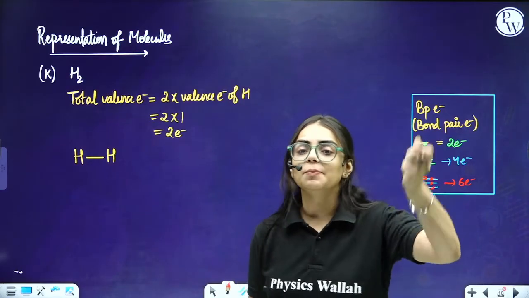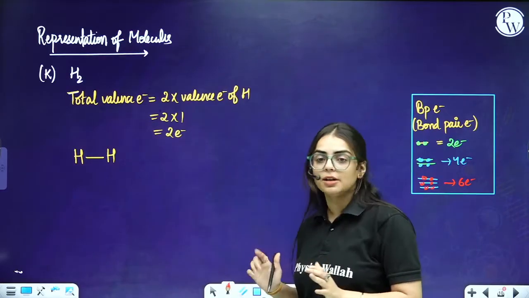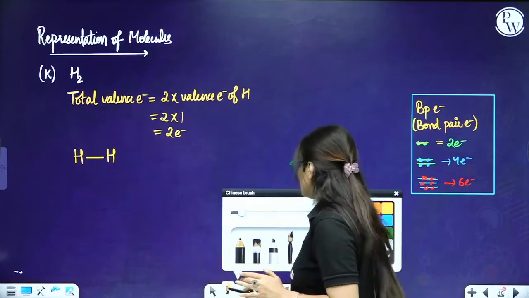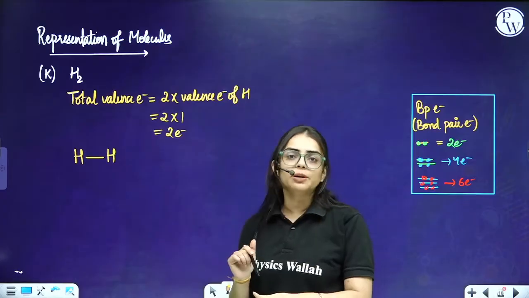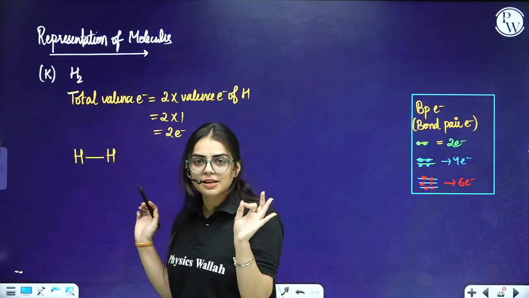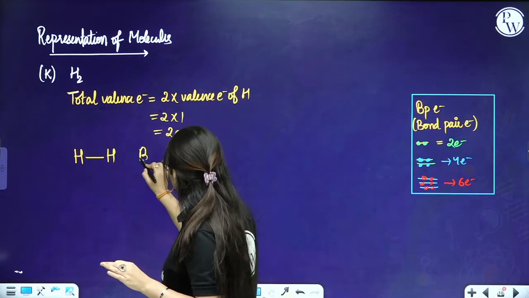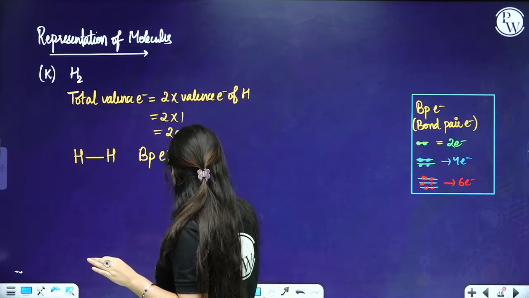How many electrons are present in a single bond over here? Initially, we have to create a single bond. Then you have to calculate the bond pair electrons. Now you have represented a single bond. How many bond pair electrons? There is a single bond, so 2 electrons.